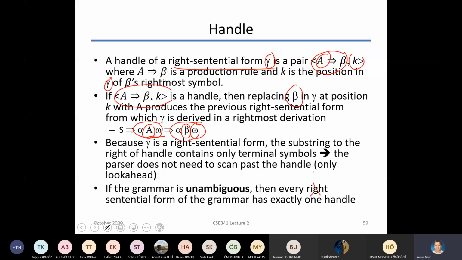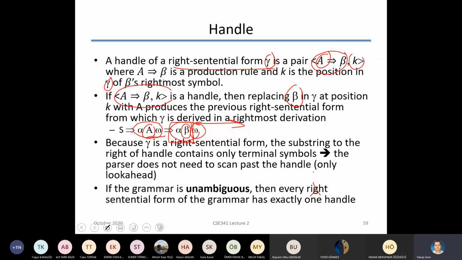It will only need to scan up to this point, right? This is good. This means that I don't need to look ahead. I need to stop at this point. I don't need to look ahead in my input. I don't need to look for more things in my input. I need to look in my input only till this point, however many terminals I have left on the left of this beta.